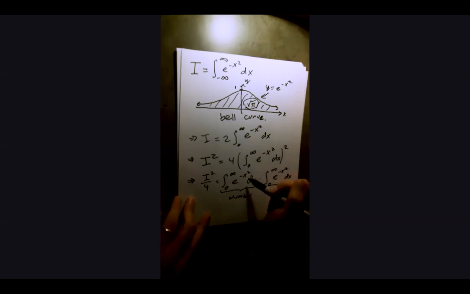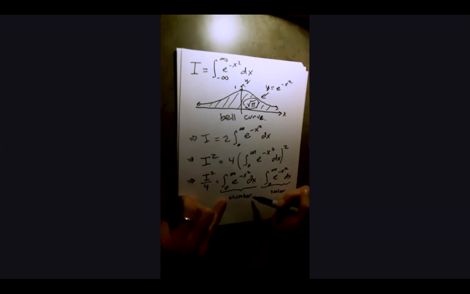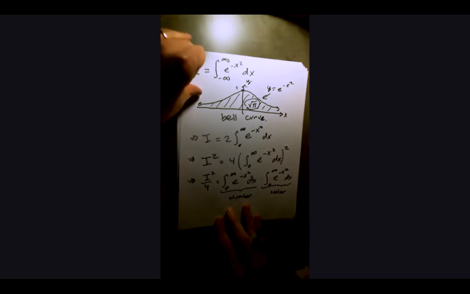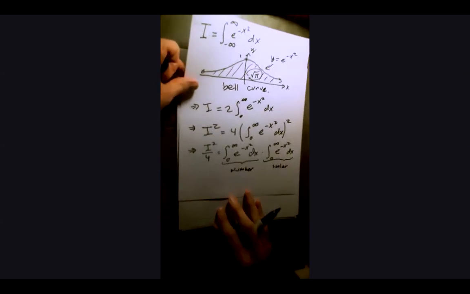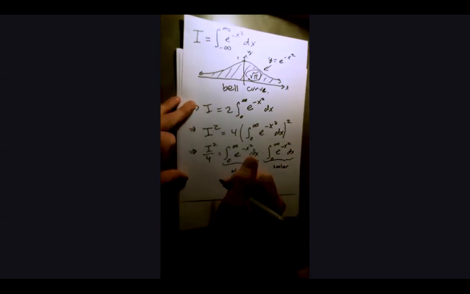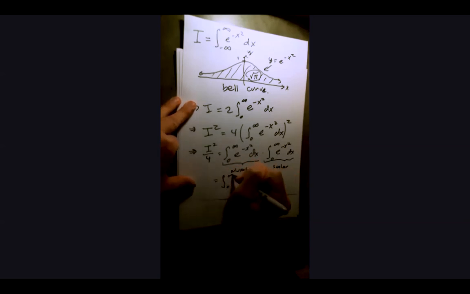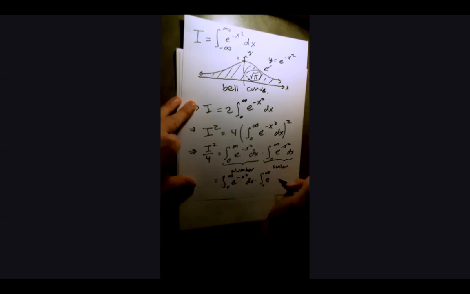Is the x important to this number? Are there going to be any x's in that number? No, right? The x is just a dummy variable that lets us get through the question. Since the x is an arbitrary choice, we're going to take advantage of that and rewrite this as the integral from 0 to infinity of e to the negative x squared dx times the integral from 0 to infinity of e to the negative y squared dy.